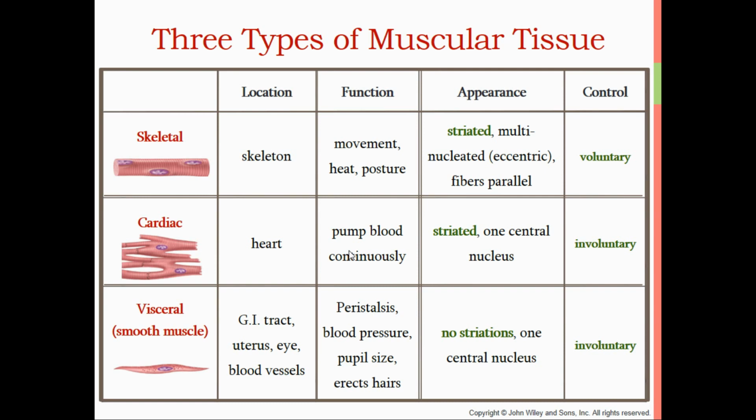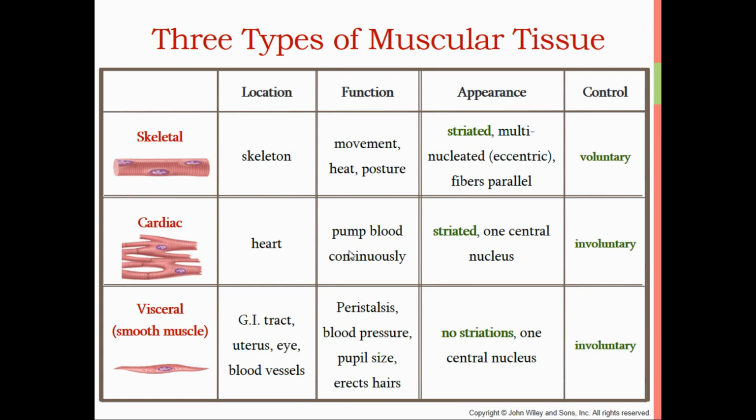There are three types of muscle tissue found in the body: skeletal, cardiac, and smooth muscle, also known as visceral. We're going to focus almost all of our time on skeletal muscle in this unit. But because we're talking about muscle tissue, these other two bear mention. So this chart shows us a little bit about each one. We've seen this before in the tissues unit.